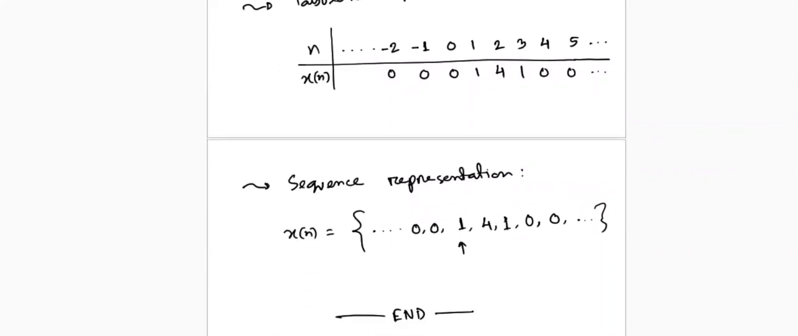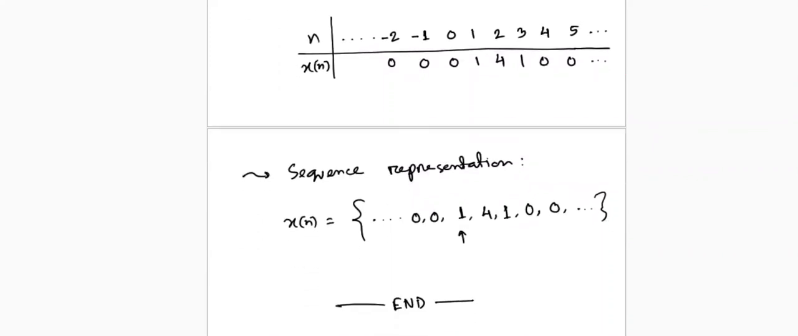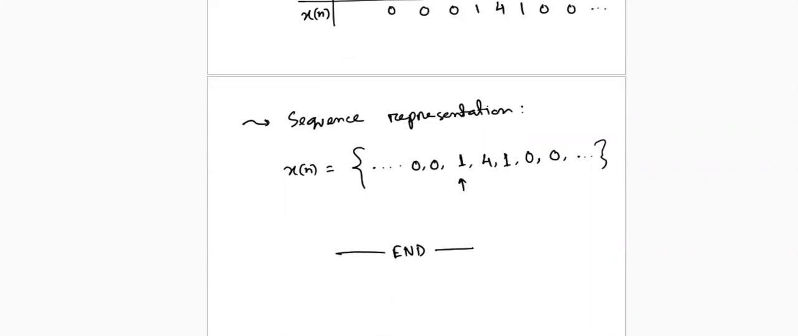It can also be represented as a sequence, where this kind of arrow represents the 0th sample. As we have already mentioned, at the 0th sample the amplitude is 1. Now this is the first sample, this is the second sample, third sample, fourth sample, and so on and so forth. And this is -1, then -2, something like this. This is very simple. So this is how we can represent our sequences.